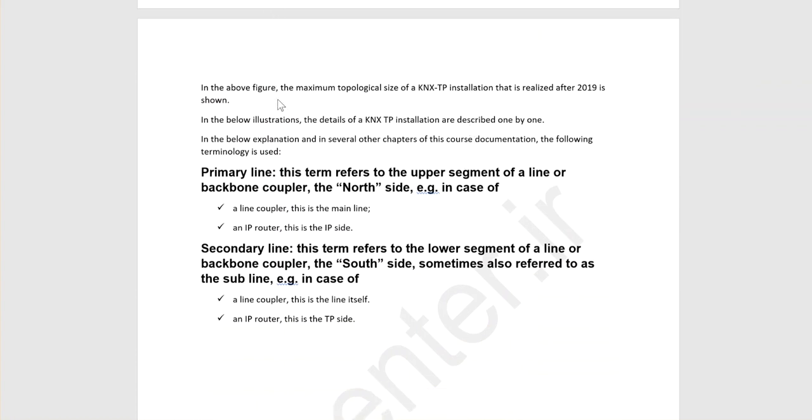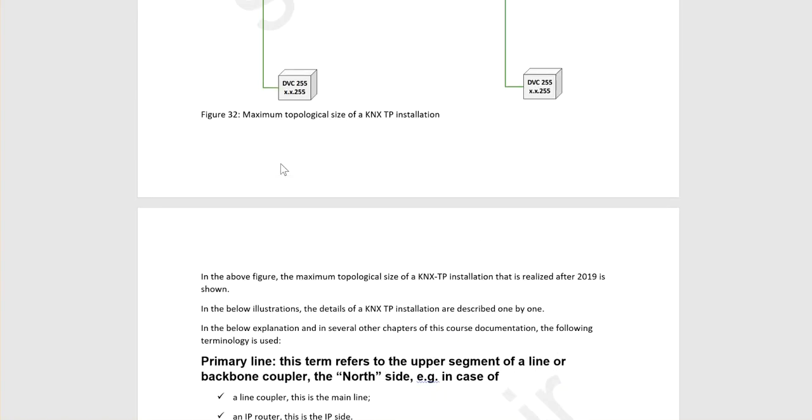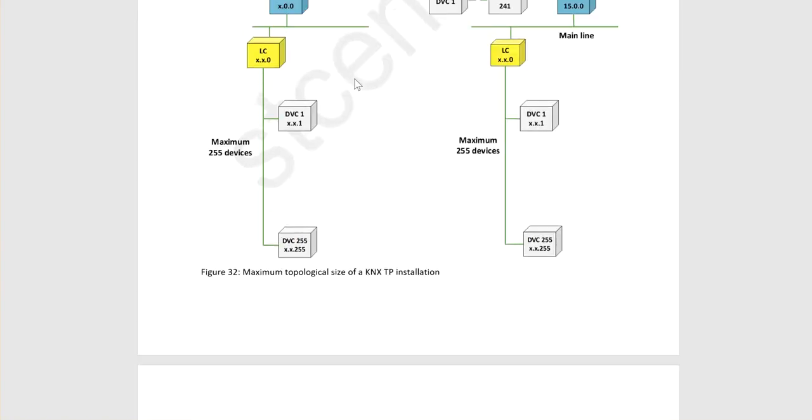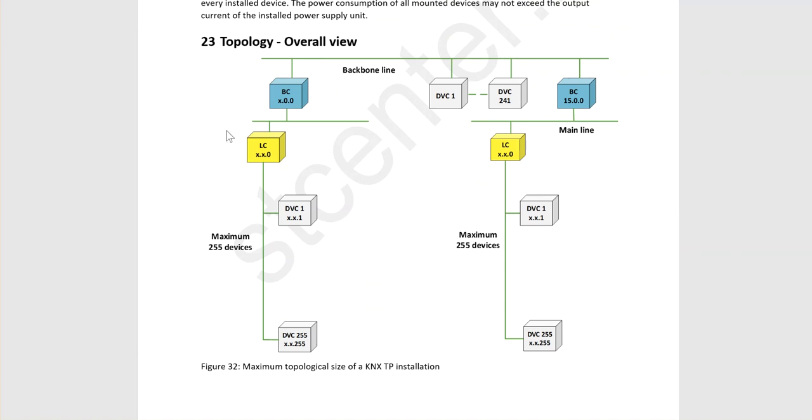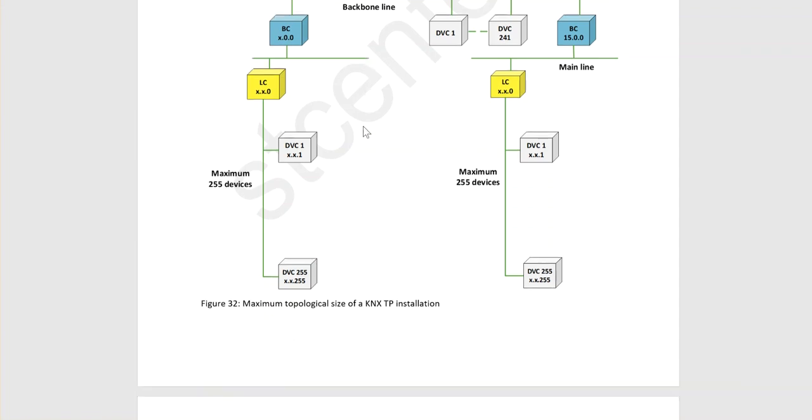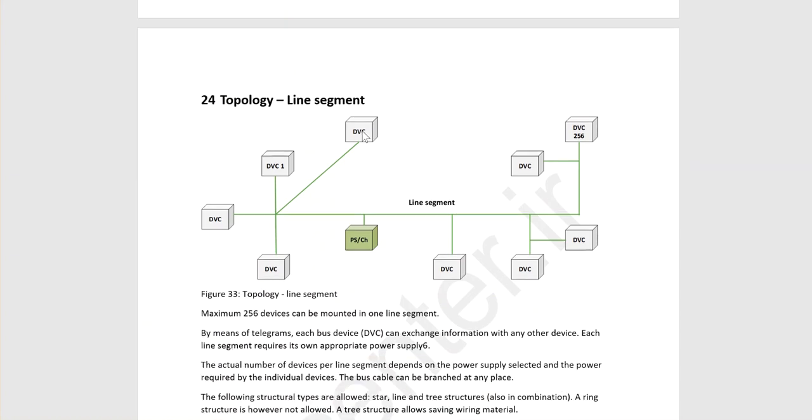During these chapters you will see some terms like primary line and secondary line. What do they mean? The line that is here, in the lower section of the topology, means secondary line. And the lines in the higher level are primary lines. So remember this, you will see it later.